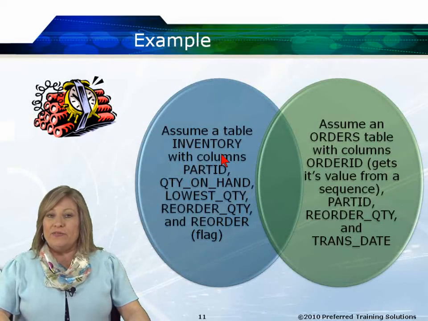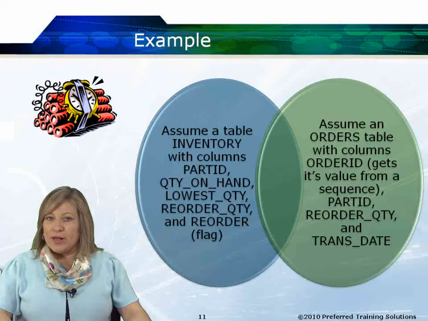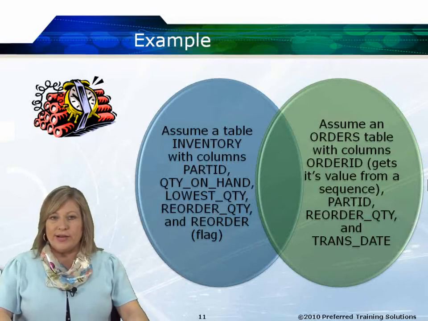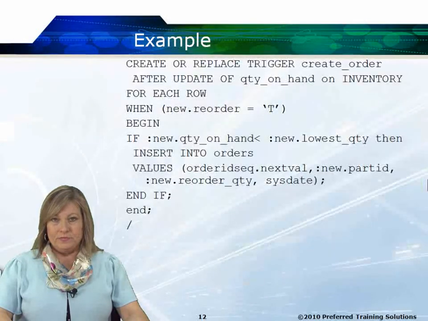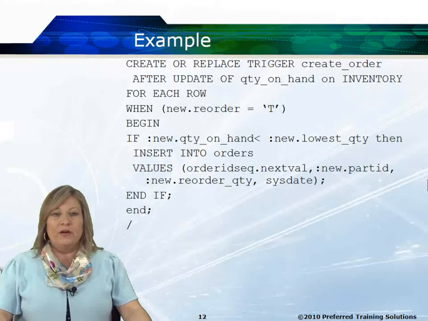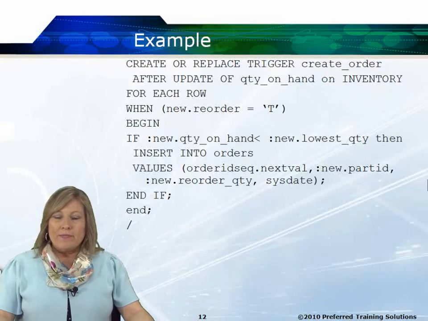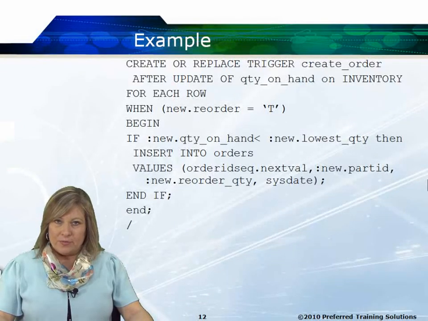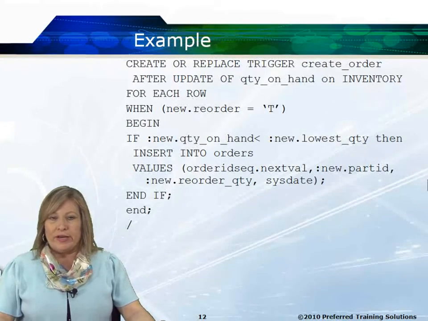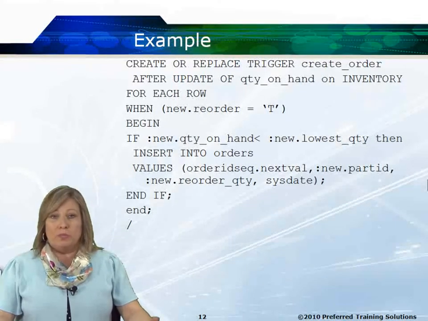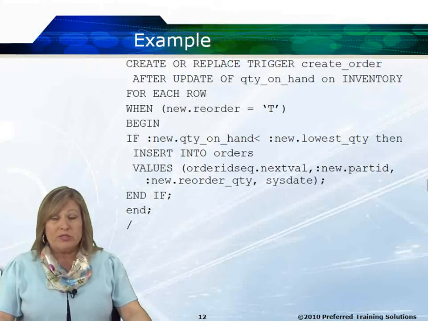Besides this inventory table, we're also going to assume that we have a table called orders, and that table has an order ID, a part ID, a reorder quantity, and a transaction date. So let's look at an example of the code that would take that situation when the quantity falls beneath our threshold. We want to automatically insert a row into the orders table. Maybe at the end of every day, we go into that orders table and place orders for everything whose quantity was depleted during the day.